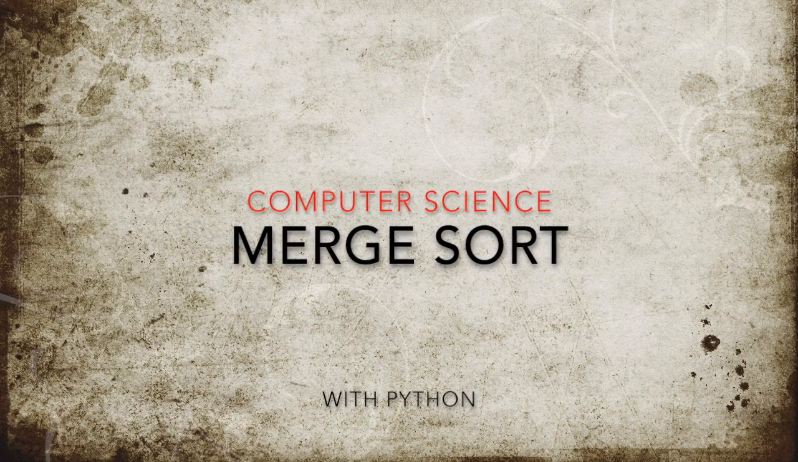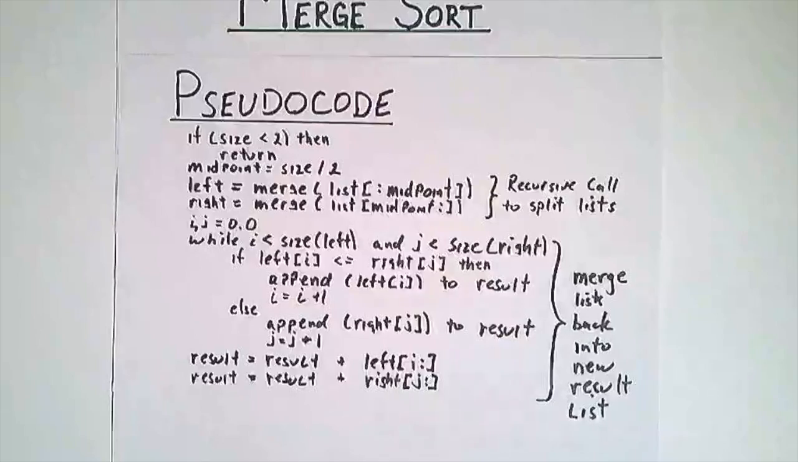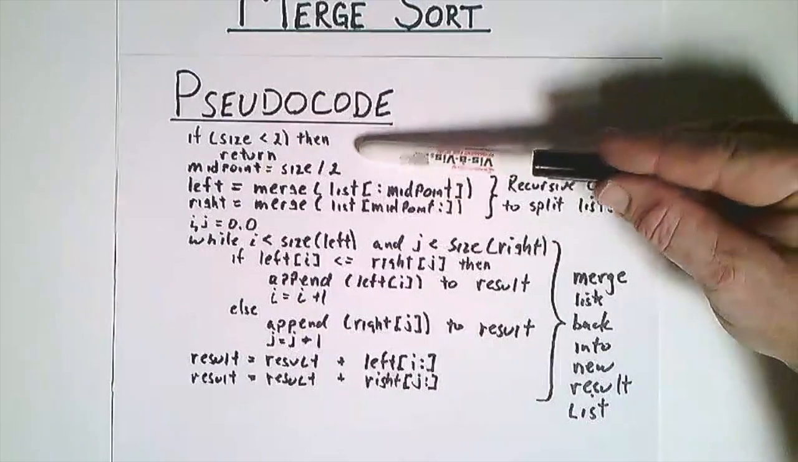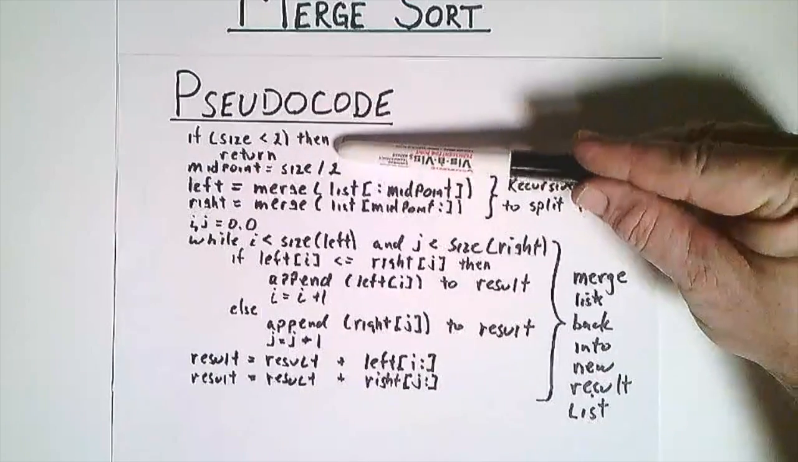Now we'll take a look at a little bit more complex sort, the merge sort. So the pseudocode for this is a little bit more complex. First of all, it looks at, hey, if it's less than 2, then the sort is done. You just return the value.